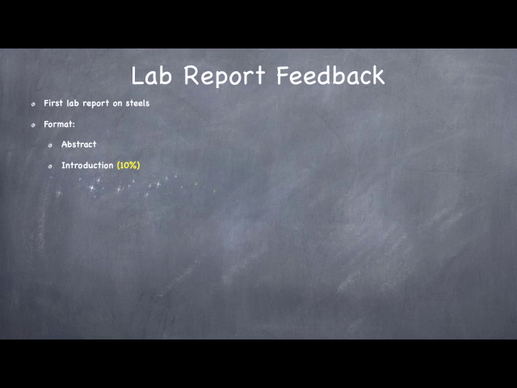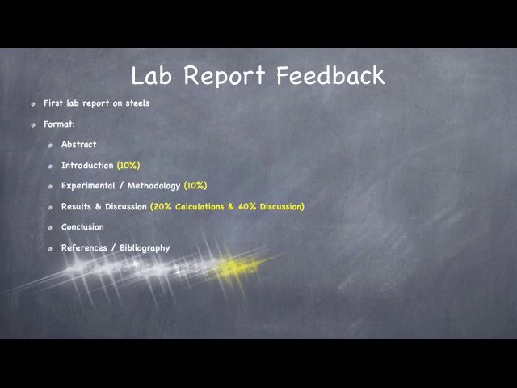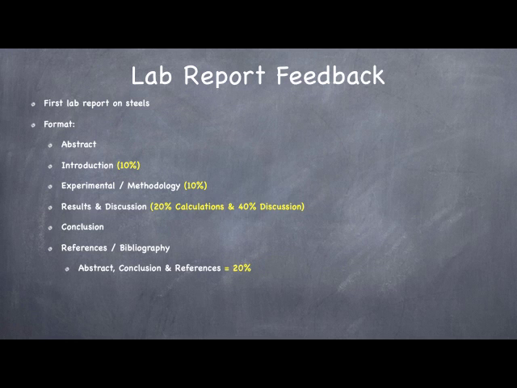I was looking really for the lab report to follow this chronological order: abstract, introduction, experimental, methodology, results and discussion, conclusion, and then references and bibliography. And you can see in yellow is the breakdown of how the marks were allocated. So what I'm going to do now is elaborate on these sections and talk about where marks were lost and what essentially I was looking for.